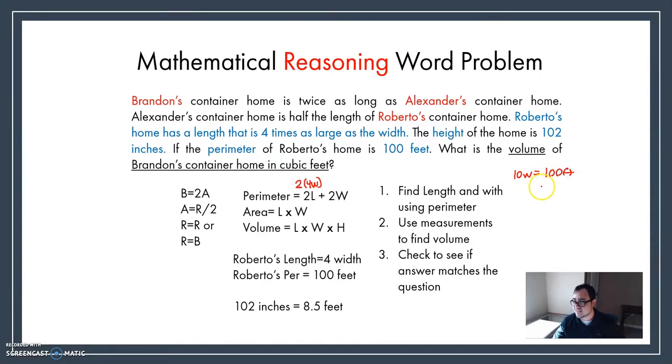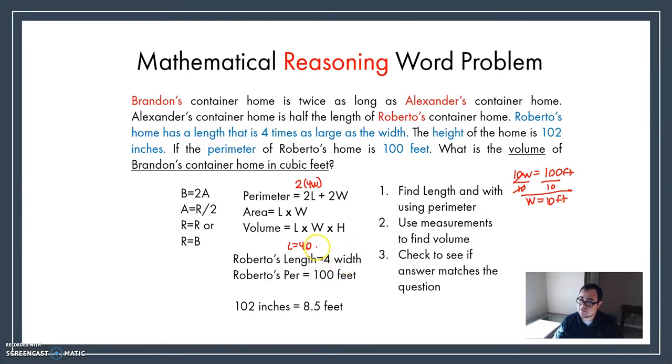Now, the math isn't hard. What's hard is trying to put all of this into a simple equation. Divide by 10, divide by 10, cancels out. We bring down our W, bring down the equal sign, and we have 10 feet. That means the width is 10 feet. Remember that the length is 4 times the width, so my length is going to be 40, because 10 times 4 is 40.